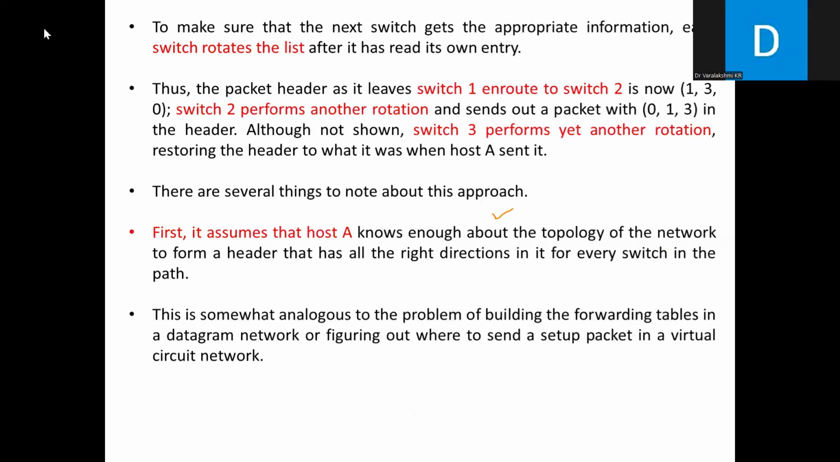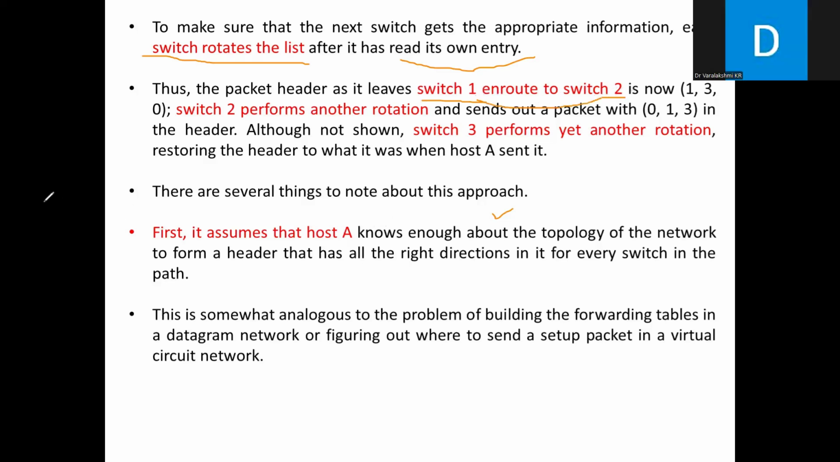As I said, when your packet moves from one switch to another switch, it will rotate the list. That is the significance you should understand. It will rotate the list after it has read its own entry. Once the switch reads its own entry, it has to rotate the list. So the packet starts at one, and from one it will be en route to switch 2.